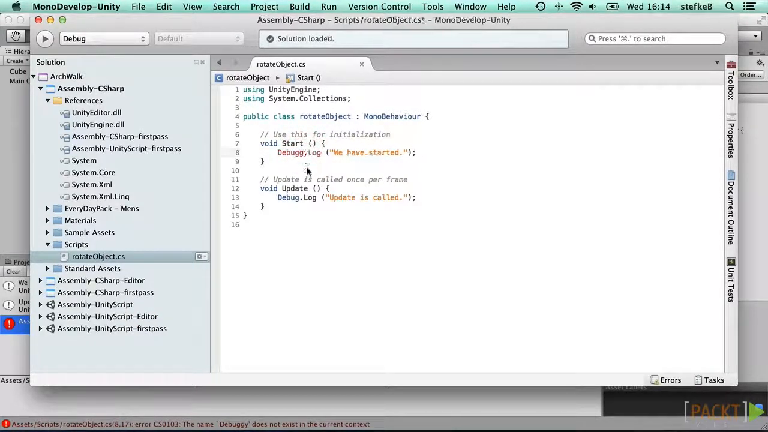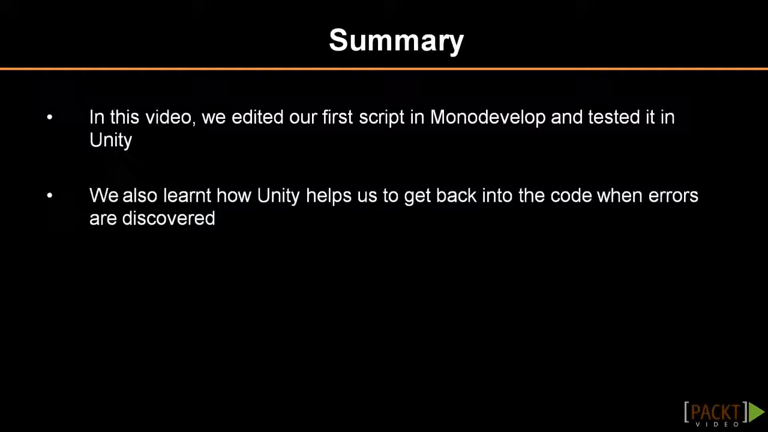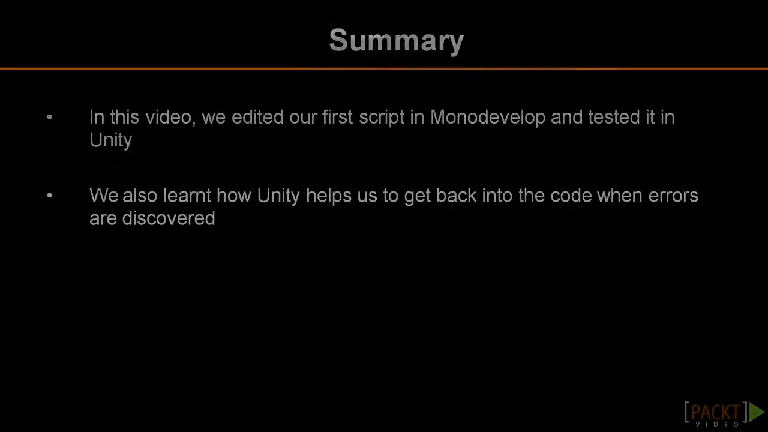error was first found. In this video lesson, we edited our first script in MonoDevelop and tested it in Unity. We also learned how Unity helps us getting back into the code when errors are discovered. In the next video, we will create an actual usable script that rotates a door.